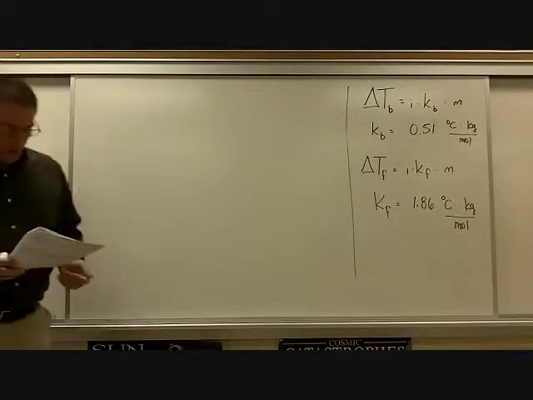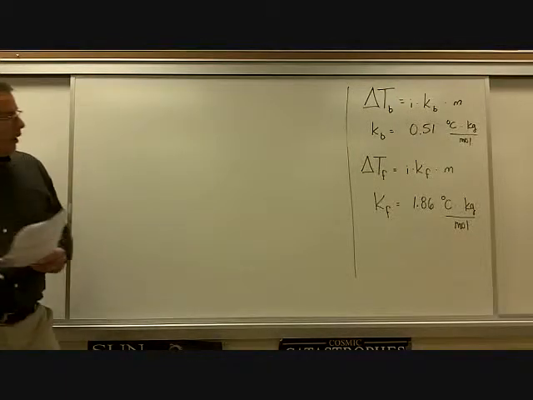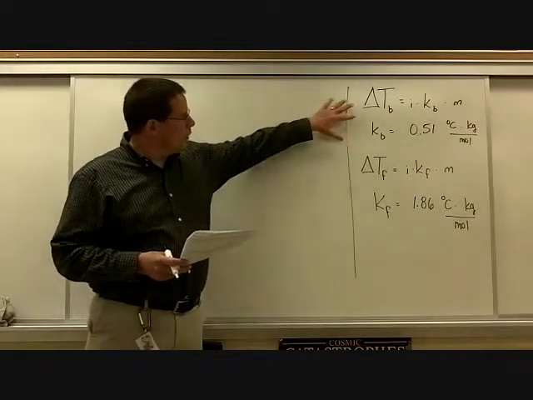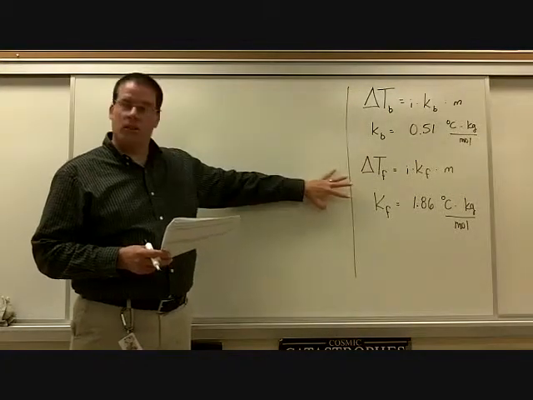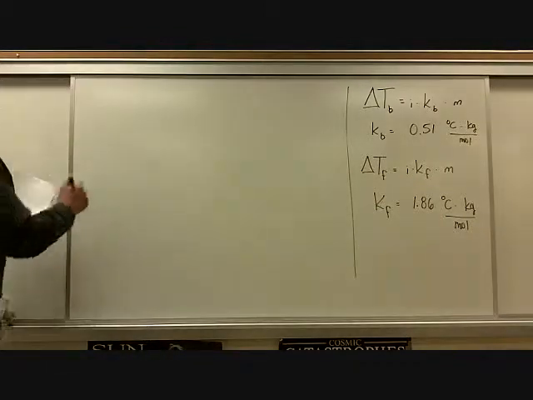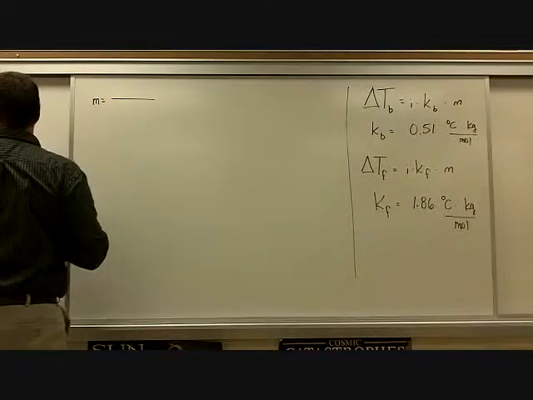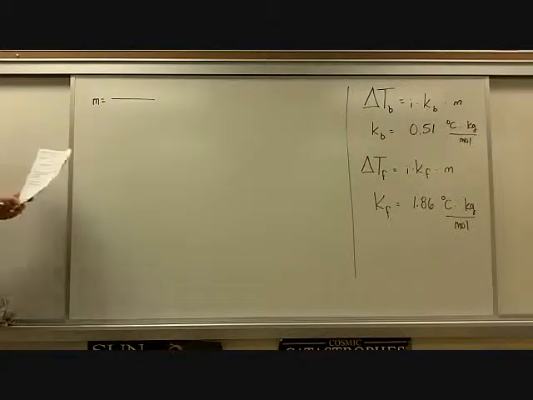Number 2 says, at what temperature will a methanol solution freeze if it contains 55 grams of methanol in 1,200 milliliters of water? So, again, which one are we using? Delta T sub B or delta T sub F? F. Gotcha. So we need to first of all find the molality. We have 1,200 milliliters of water, so how many kilograms of water is that?